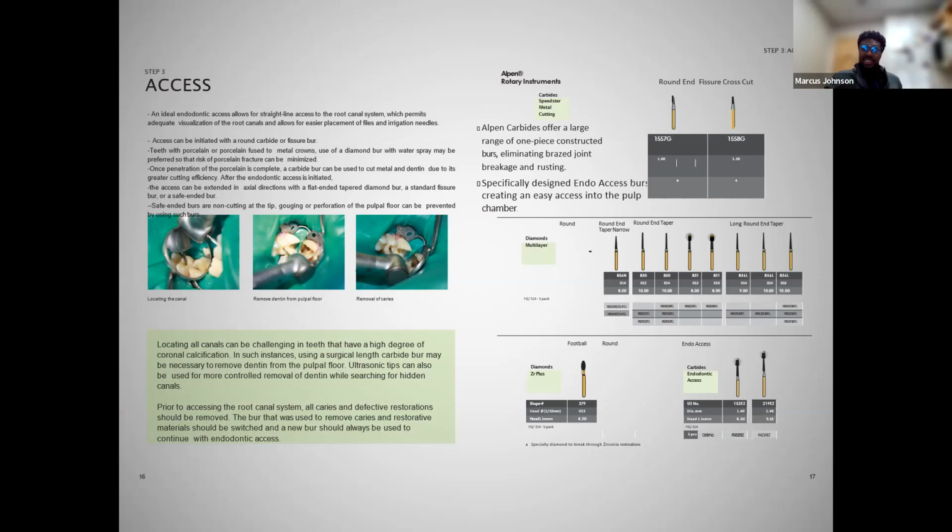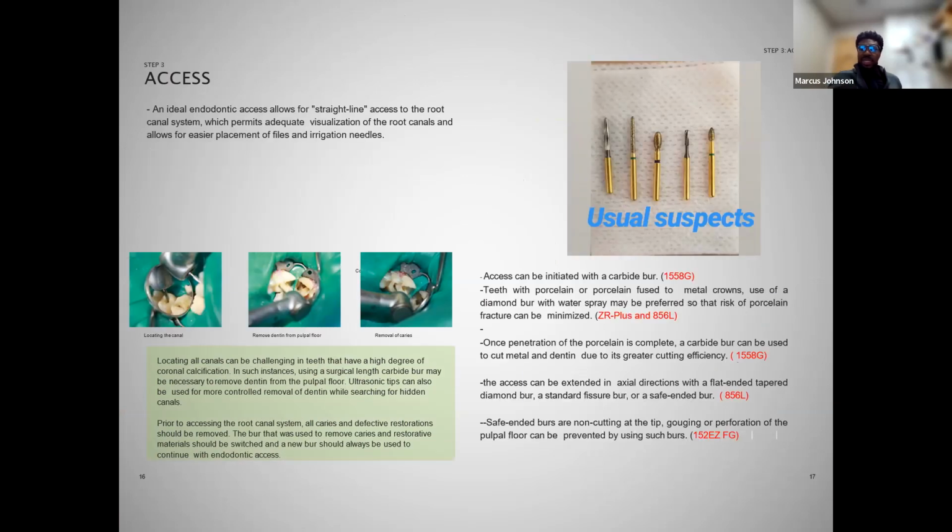This is just a slide discussing some of my access burrs, but this next slide is really going to give you an idea of what I'm using. So I have a small head football. You can see here I have my 1558G. That's my carbide, very small diameter, very good at obviously removing restorative material and cutting into the access in a quick and precise manner.